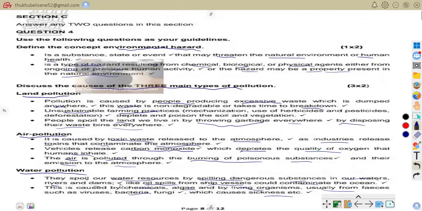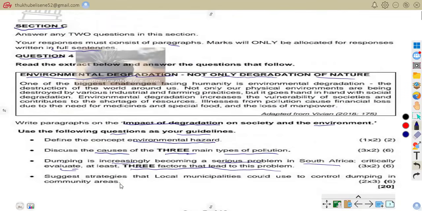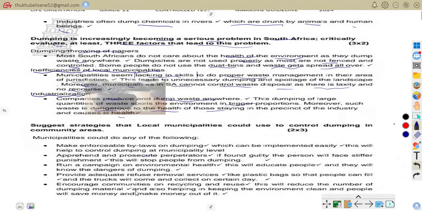Let us move on to another question. The other question says, suggest strategies that local municipalities would use to control dumping in community areas. So let us be on that question. Here we are to suggest strategies to local municipalities, what they can do to control dumping in community areas. Municipalities could do any of the following.